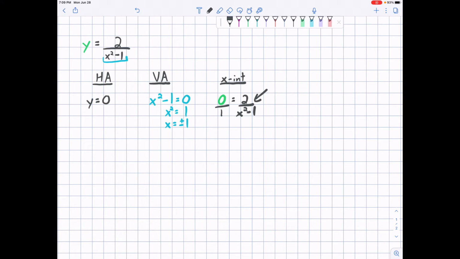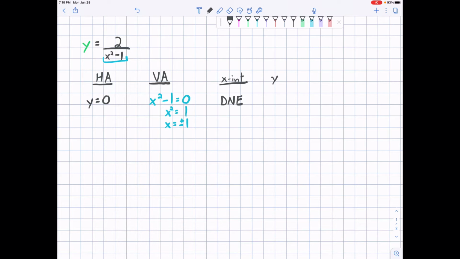To prove that, if I cross multiply, x squared minus 1 times 0 is 0, and 1 times 2 is 2. There's no x-intercept. So we can erase that and acknowledge that there are not going to be any x-intercepts, but that's something you still want to look for. So I will just write it out.